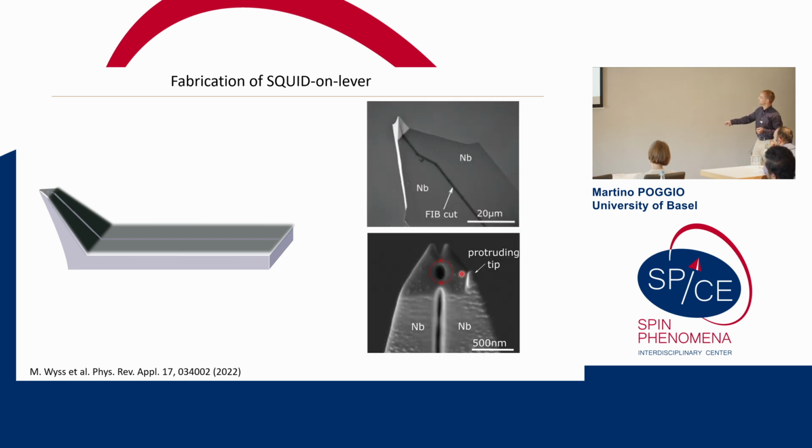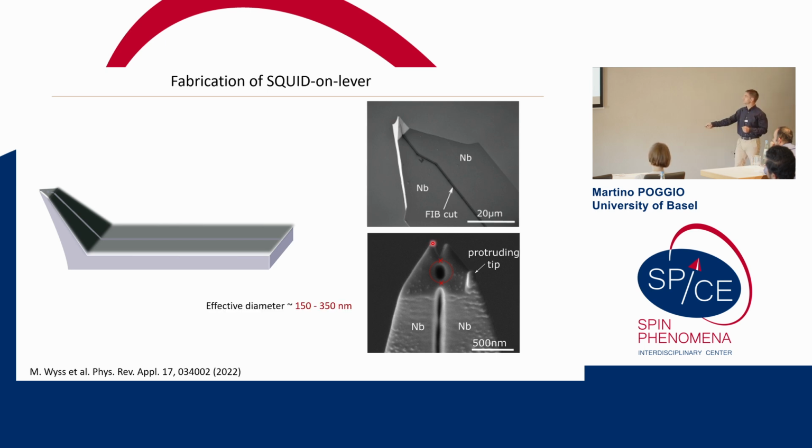So this is the actual cantilever. What you can see here are two leads that have been separated by a focused ion beam cut, and then if you focus in on the tip, we have this little structure here which shows a loop and two constrictions which provide the Josephson junction. So now you have an AFM with a Josephson squid on the end.